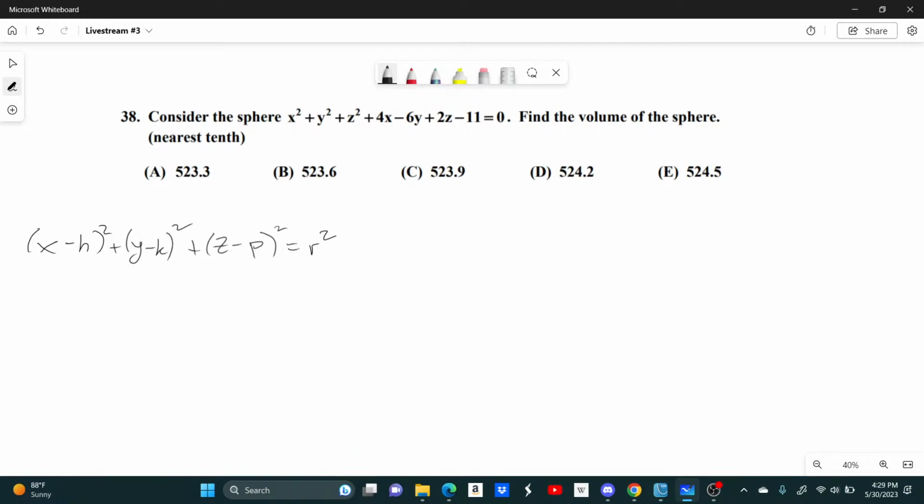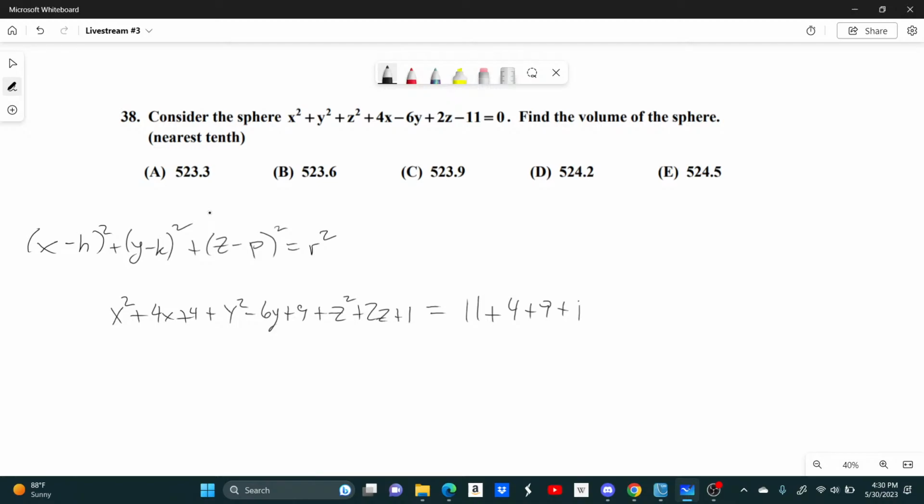So we have to get this into a completed square equation. If I write it like this, x squared plus 4x plus y squared minus 6y plus z squared plus 2z equals 11, I just moved the 11 over. Then when completing the square, divide by 2 and square the coefficient. 4 divided by 2 is 2, squared is 4. 6 divided by 2 is 3, squared is 9. 2 divided by 2 squared is 1. But remember, I have to add all these to this side. And so I've completed the square over here, and I'm good.